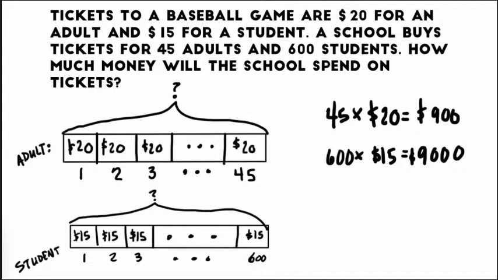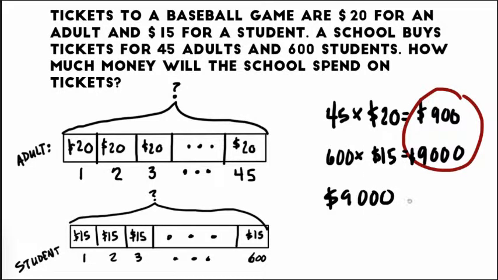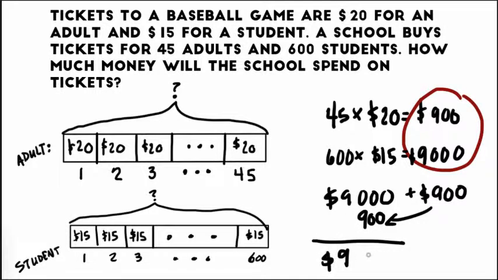We have our two problems, and we want to know, let's add them together. And so now it becomes just a very simple problem. How much are they going to spend? Well, they're going to add these two together. So we have 900 plus 9,000. I would line them up like this, and we'd get $9,900 is what the school will spend.